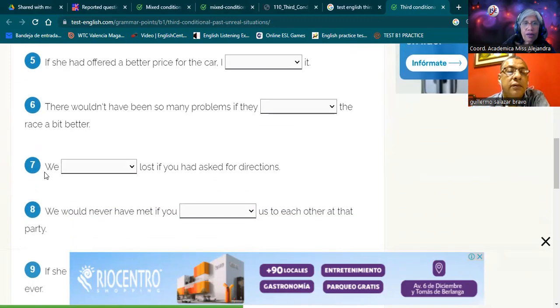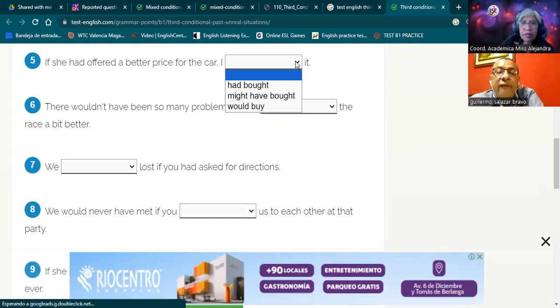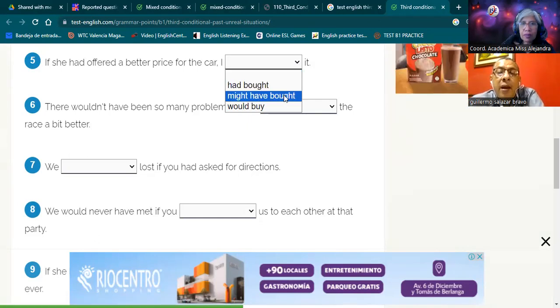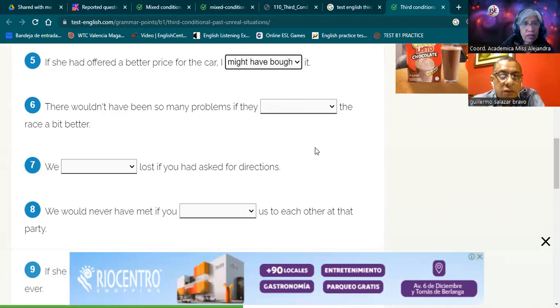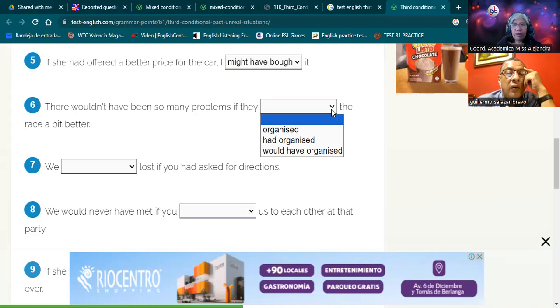If she had offered a better price for the car, I might have voted. I might have voted. There would have been so many problems if they had raised a bit better.